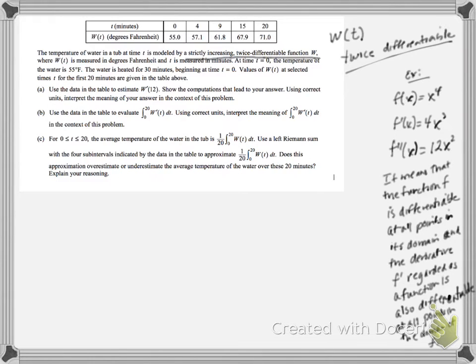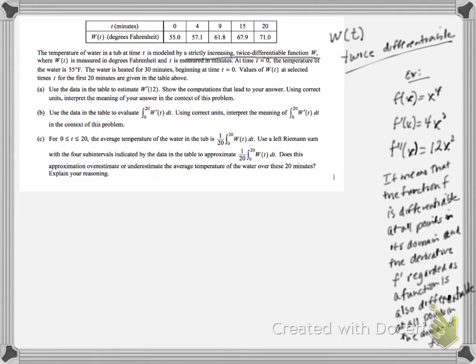Okay, so number 2 states the temperature of water in a tub at time t is modeled by a strictly increasing twice differentiable function W, where W(t) is measured in degrees Fahrenheit and t is measured in minutes. At time t equals 0, the temperature of the water is 55 degrees Fahrenheit. The water is heated for 30 minutes, beginning at time t equals 0. Values of W(t) at selected times t for the first 20 minutes are given in the table above.